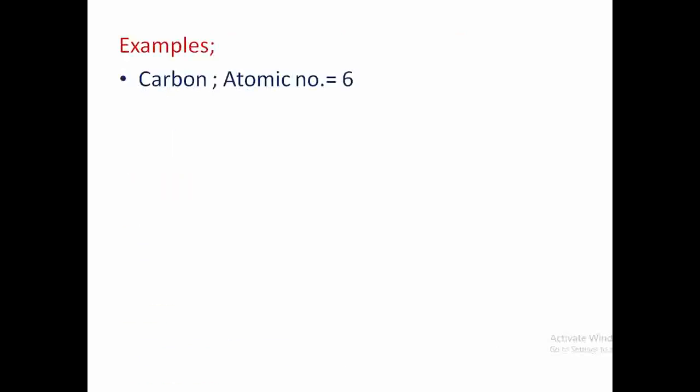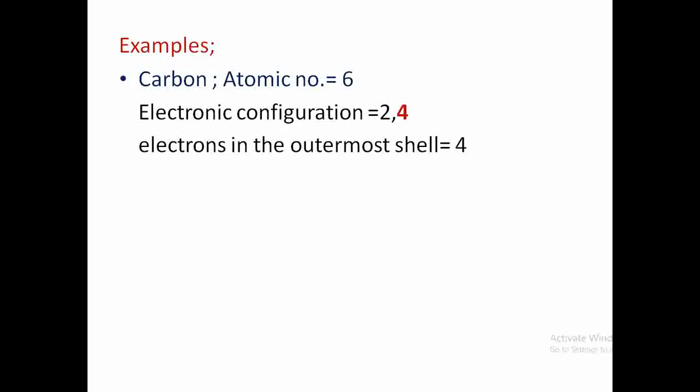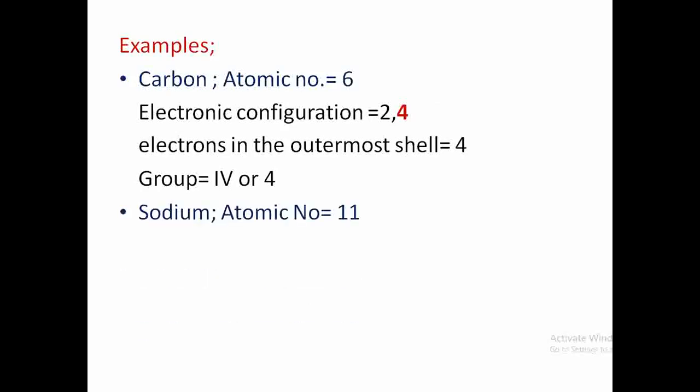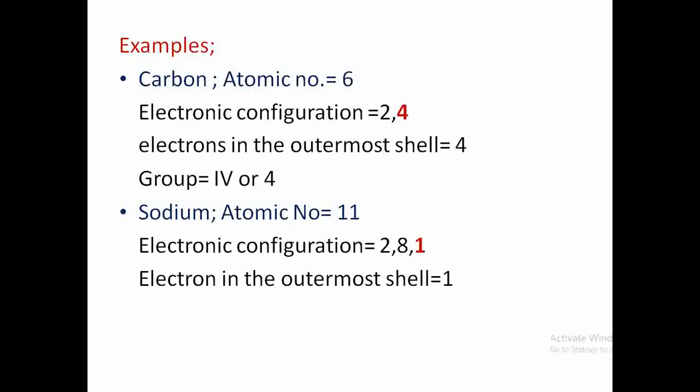Examples: carbon with atomic number 6, electronic configuration 2,4. Electrons in the outermost shell equal 4. Therefore, carbon belongs to group 4. Sodium, atomic number 11, electronic configuration 2,8,1. Electron in the outermost shell equals 1. Sodium belongs to group 1.